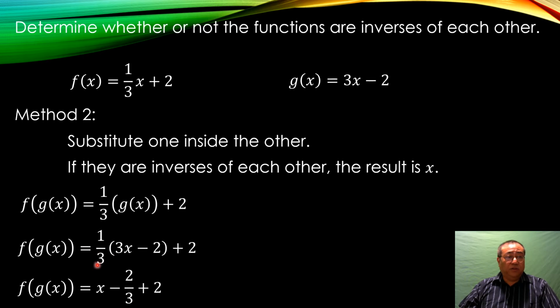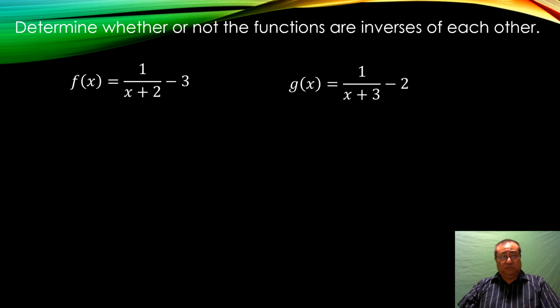And here, I'm distributing the 1/3. So 1/3 times 3x is x. 1/3 times minus 2 is negative 2/3. Okay. The negative 2/3 and 2 don't cancel each other out. So it's not x, so that means these are not inverses of each other. All right, look at one where it does work out.